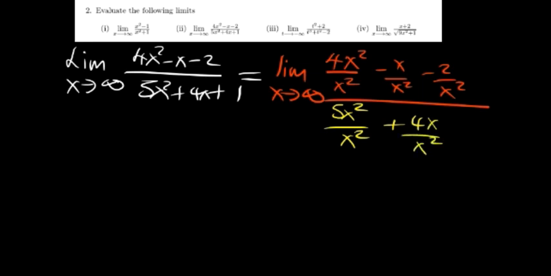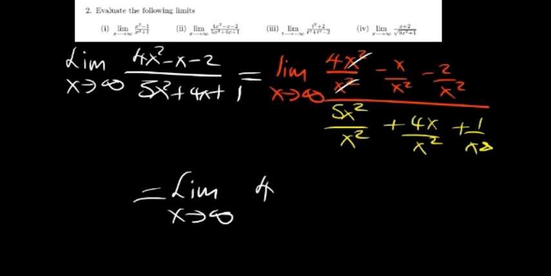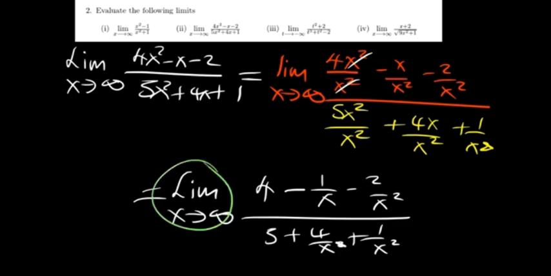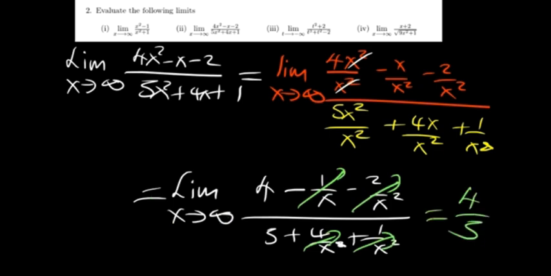So you remain with the limit as x approaches infinity. That will cancel, so you remain with 4 minus 1 over x minus 2 over x squared, over 5 plus 4 over x plus 1 over x squared. So you understand that this is the point where we are going to distribute the limit. Every part that has x as a denominator is going to be a 0. And so at the end of it, we are going to have 4 over 5. I told you how to distribute in the previous example, so you can show that.